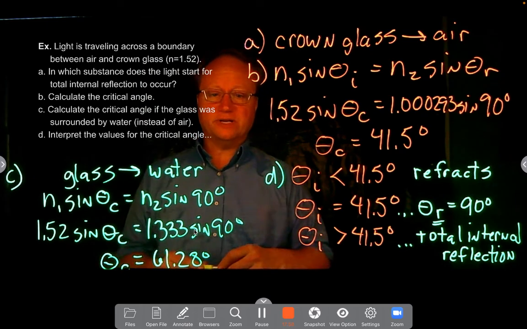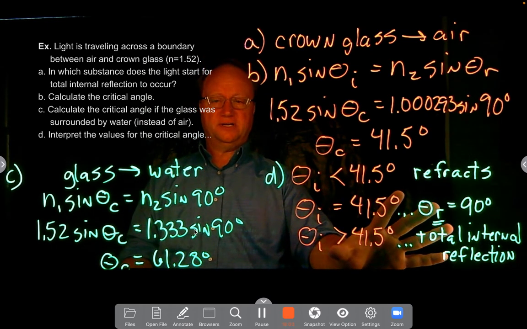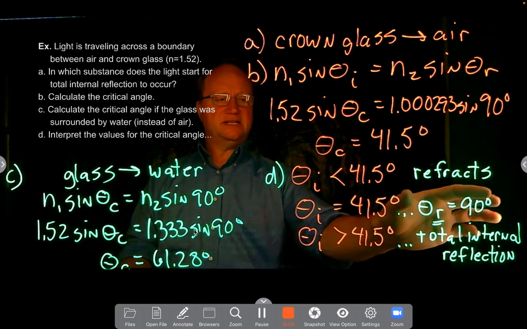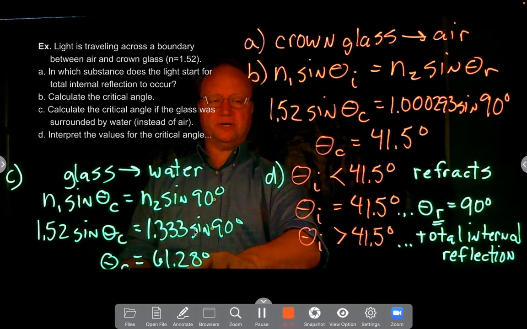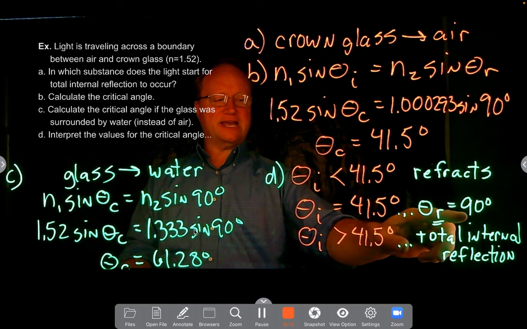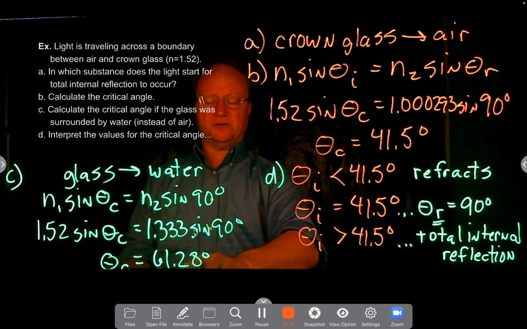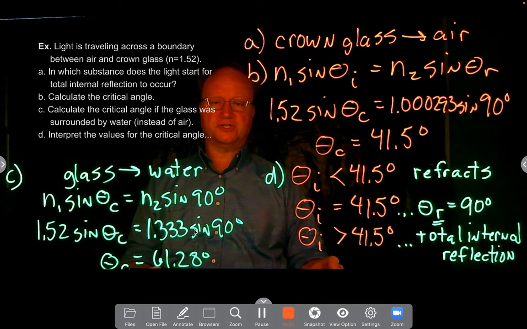So then again, we could do a similar interpretation as we did over here. If our light is incident less than 61.28 degrees, then the light refracts. Equal to 61.28 degrees, then we get a refraction at 90 degrees. Greater than 61.28 degrees, then we get a total internal reflection.